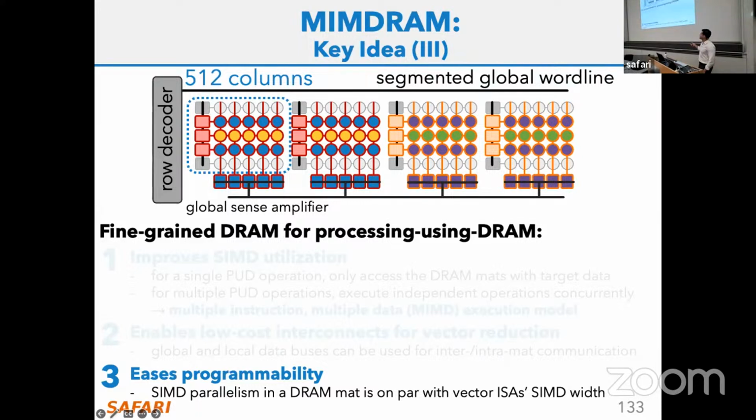So since each column here is a SIMD lane, we have 512 SIMD lanes in this single DRAM mat here. And this is the same number of SIMD lanes that you have in vector ISA structures like AVX512, exactly that. So we can reuse those AVX instructions or vector instructions from CPU ISAs, and consequently their compiler support, to map code to this substrate in a transparent way from the programmer.